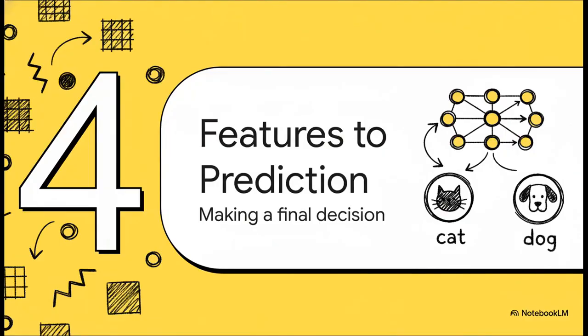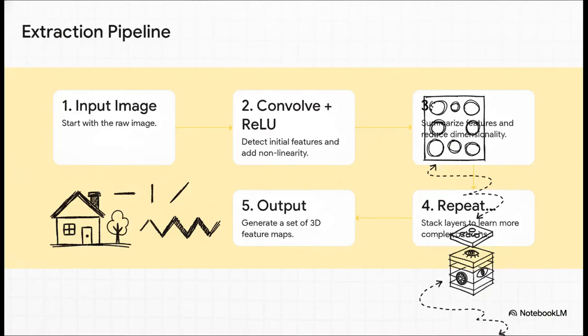All right, so we've used our convolution and pooling layers to pull out a whole bunch of really useful features from the raw pixels. But how do we actually use all that to make a decision? To say this is a cat or this is a dog? Well, this whole process isn't a one-and-done deal. In any real CNN, we stack these blocks, convolve, ReLU, pool over and over and over.